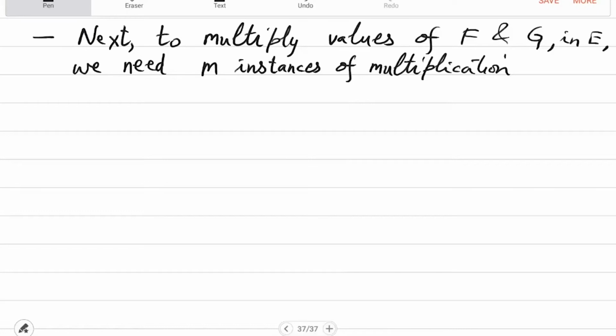M instances of multiplication, and these things that you are multiplying, what is the degree of these polynomials in y? At most k, right? M instances of multiplication, each instance has degree less than k over R.